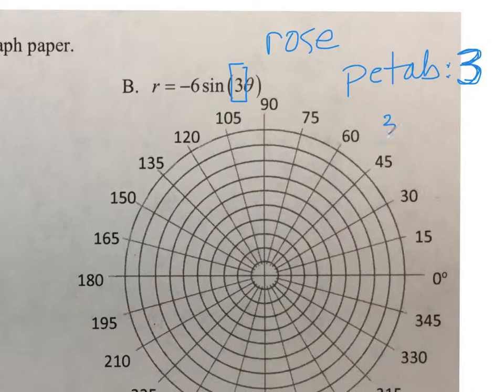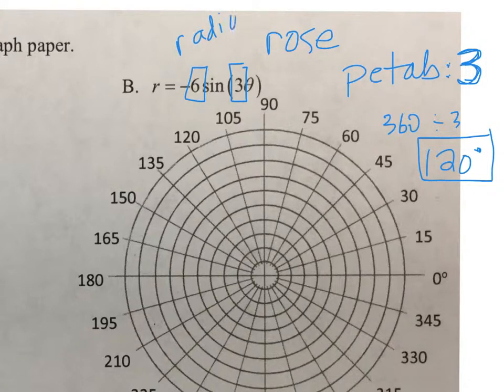Which means every petal is going to be 120 degrees apart. This is how we know where to put our dots. The 6 in this case is the radius, or the distance each one of these petals is away from the origin. And the negative part means that we're going to start along the negative y-axis. Because it's sine, that means it's y-axis oriented. The pole is the y-axis. Cosine has an x-axis pole.